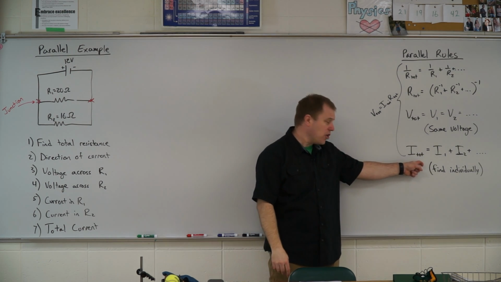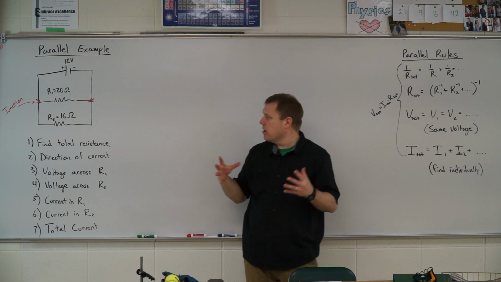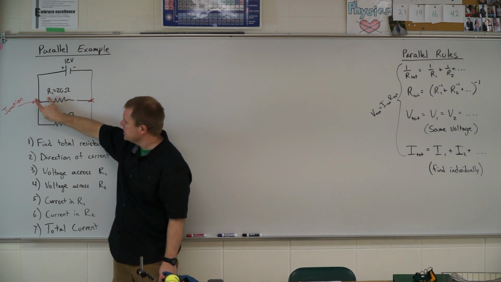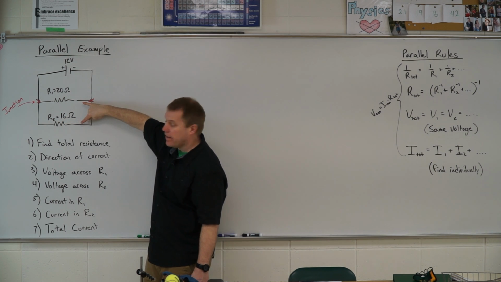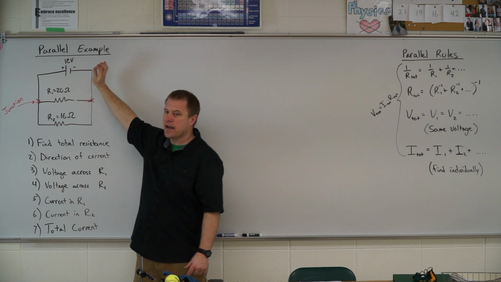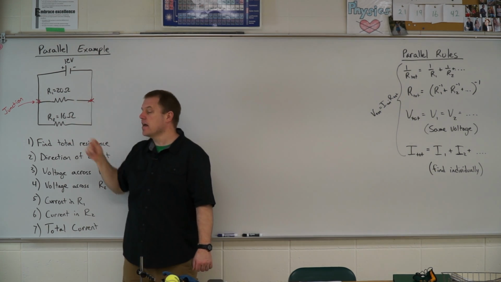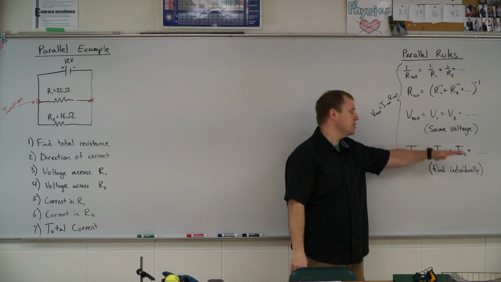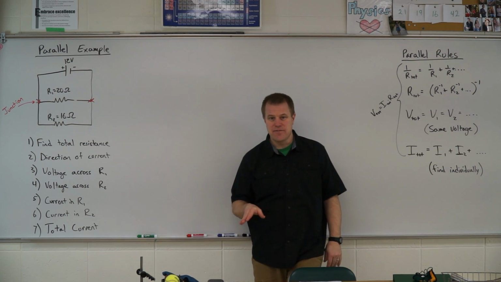And lastly, the current is the sum of all the individual currents. So at this junction, we'll see that current split, and it'll go parallel, hence the name, through those 2 resistors and then combine back up. So the total current is the sum of those 2 individual currents. And so again, we have the same voltage. We're going to find those currents individually.